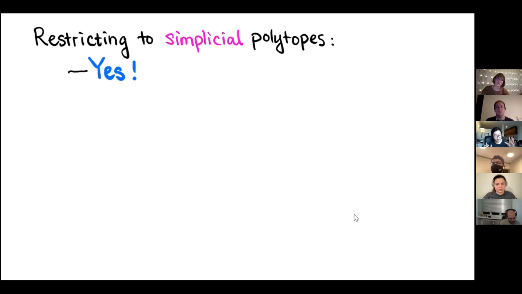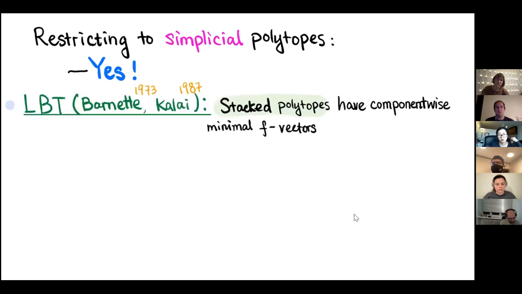Yeah, so we zoom in to that nice family, and the answer to those questions will be yes and yes. That's called the lower bound theorem, proven by Barnette and Kalai. They showed that stacked polytopes, which I'm not going to define here, have the component-wise minimal f-vectors. So that problem is completely solved for simplicial polytopes.